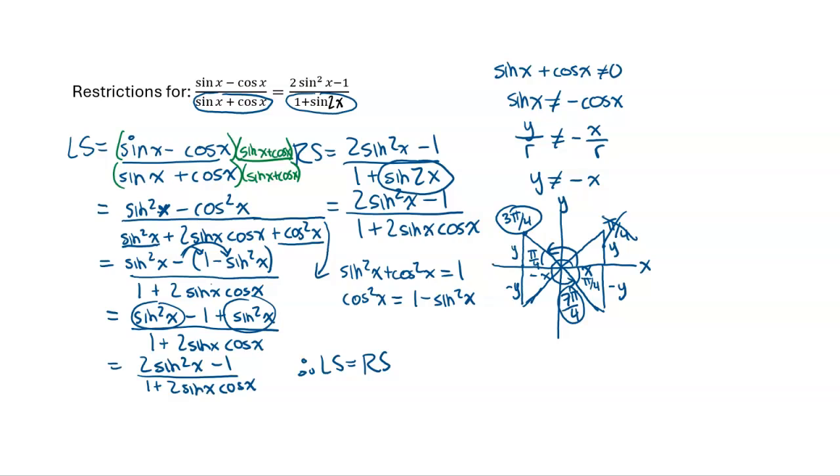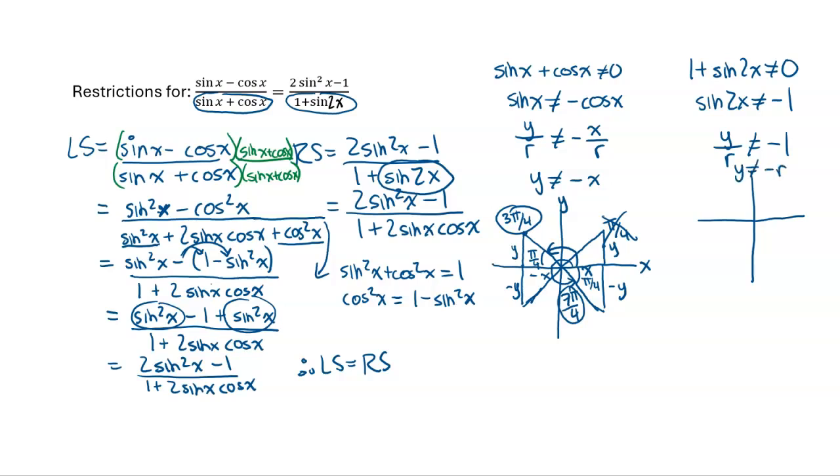But what about the 1 plus sine of 2x? That can't be 0. That's from the right side. And so what that means is that sine of 2x cannot be equal to negative 1. Well, when is sine of x equal to negative 1? I'm going to think about sine of x and then we'll deal with the 2x here in a moment. Sine is y over r. That can't be equal to negative 1. Well, when is that going to be the case? Well, y over r, that would be when y is equal to negative r, which is going to happen when we are at 3 pi over 2. We've discussed that in the first example. We saw that come up as well. So that would be when we have a principal angle of 3 pi over 2.